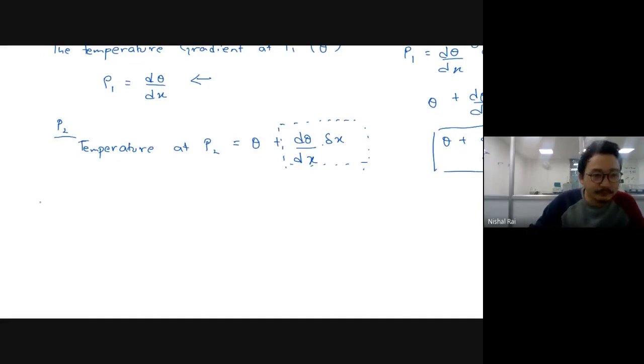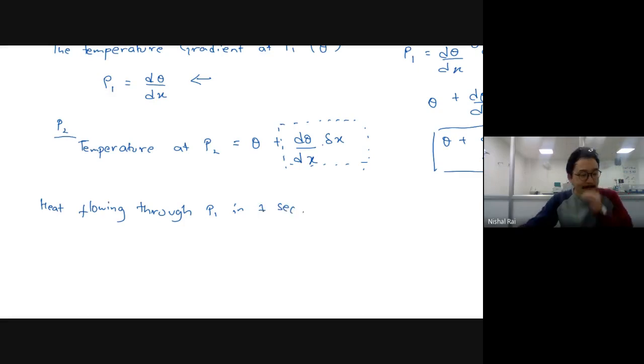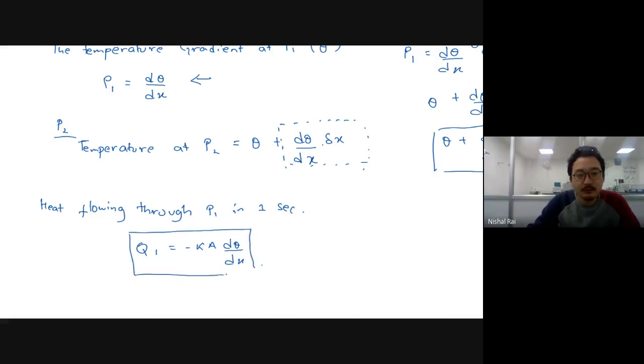So the heat flowing in P1 in 1 second is how much? I think we have done this previously. Have we done this or not? Where K is a coefficient of conductivity.